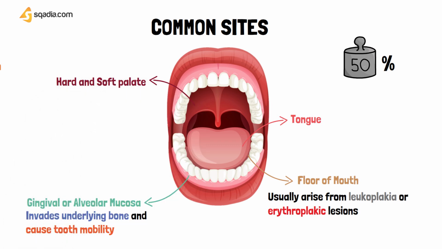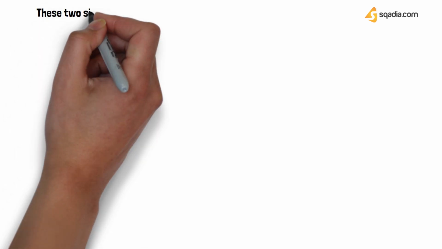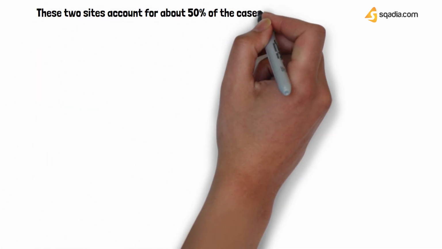Hard and the soft palate, and the buccal mucosa. Now, people who use betel quid usually have the buccal mucosal involvement. Now, the tongue and the floor of the mouth. These two sites account for about 50% of the cases.